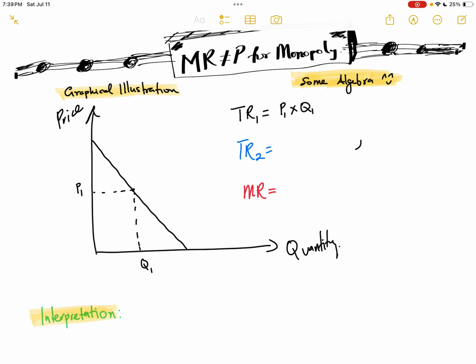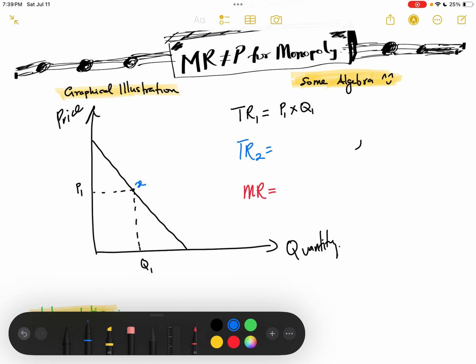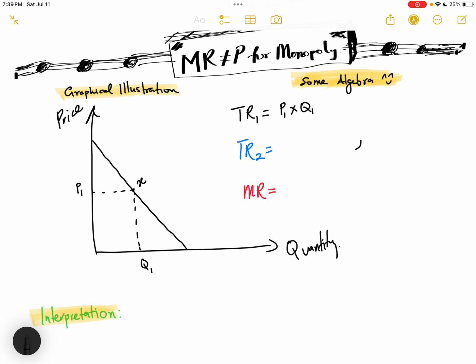Okay, so graphical illustration, right? We have our price on the y-axis, quantity on the x-axis, and we see P1 and Q1 at, let's call this point X. Let me change my color. Let's use black instead to keep everything consistent. Okay, that's point X, P1, Q1.